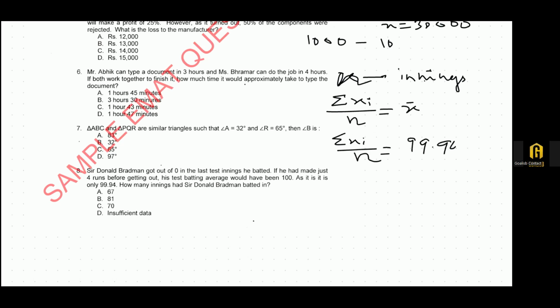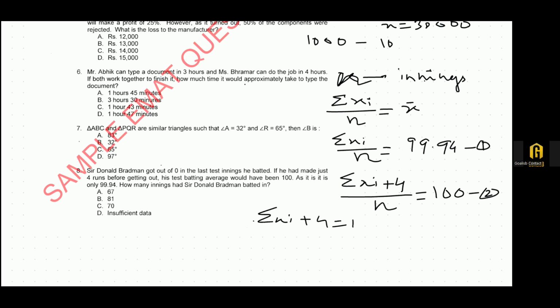Had he scored 4 more runs, so this is the sum of all the runs he scored till the penultimate innings, and plus 4 if we add and divide again by the same number n, which is the total number of innings that he has played, will give us 100, which is the average he could have gotten by scoring 4 runs. So from this equation we can say summation of all the xi's plus 4 is equal to 100 n, and the summation of all the xi's is equal to 100 n minus 4. So this is the value we get.